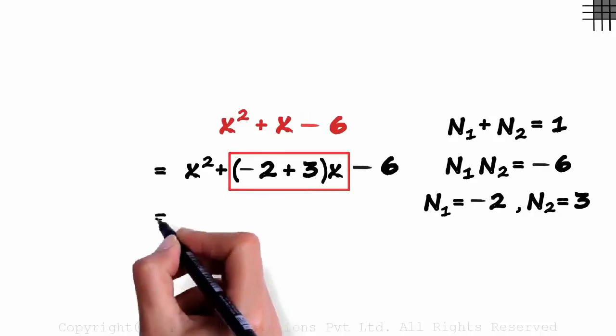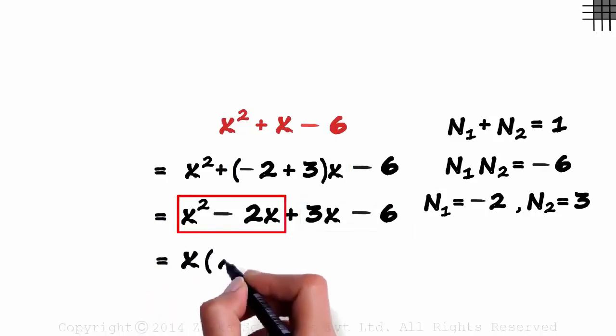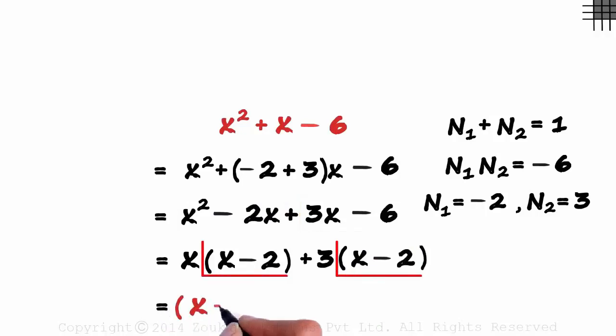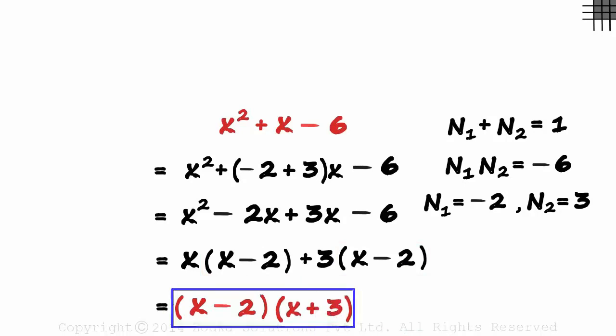We expand the brackets and use grouping to factorize it. The first group can be written as x times x minus 2 and the second one can be written as 3 times x minus 2. Now it's easy. The term common to both the products is x minus 2. Multiplying it with x plus 3 completes the expression. We have our factors. Don't worry, this is easy.